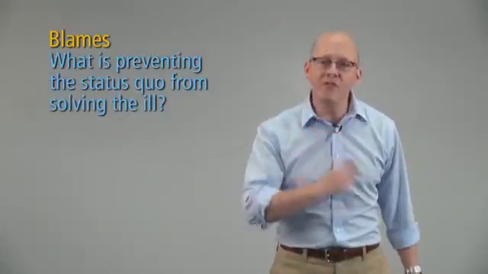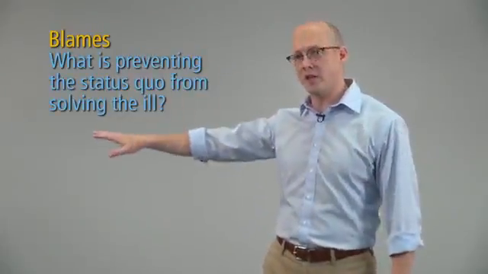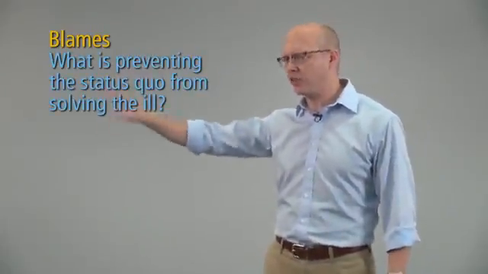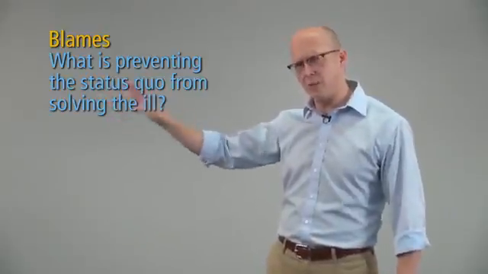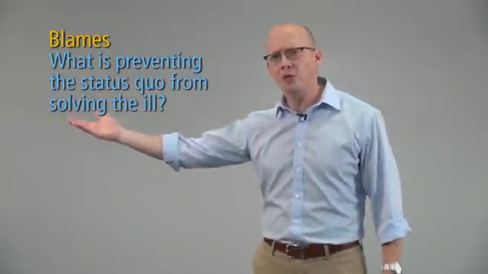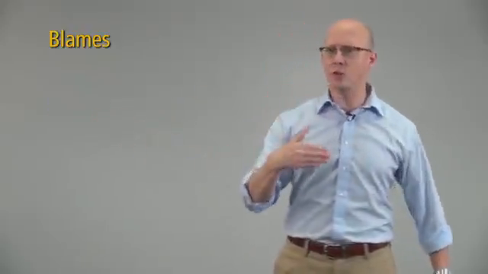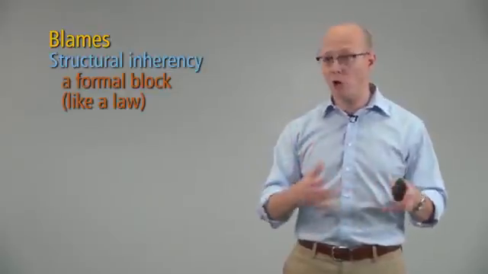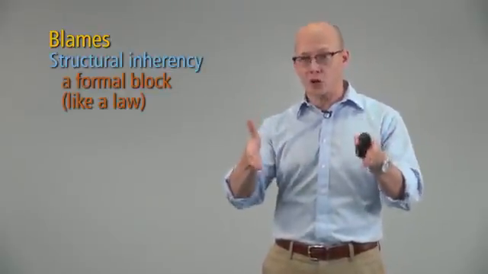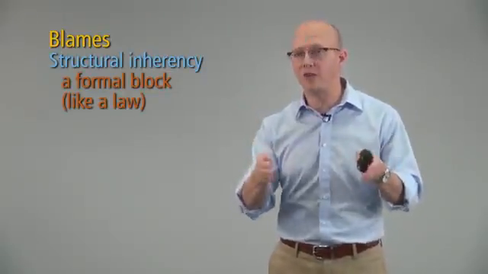So we've got ill, but that's not enough. We want to think about blame. Okay? We've got this problem, but then thinking in terms of what's preventing the status quo from solving that ill. If the ill is as bad as I just said it was, if this is a legitimate problem, why has no one else fixed it yet? We can think through blame in terms of inherency. What's preventing the solution from taking place? Well, we could say structural inherency. There's a formal block. There's something in the structure that has prevented us from solving this problem.